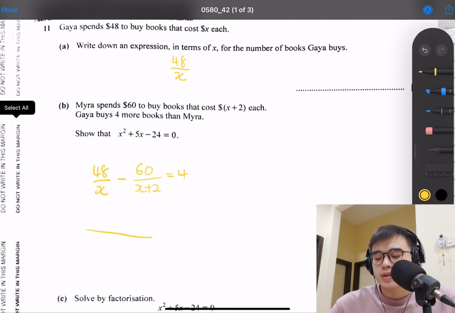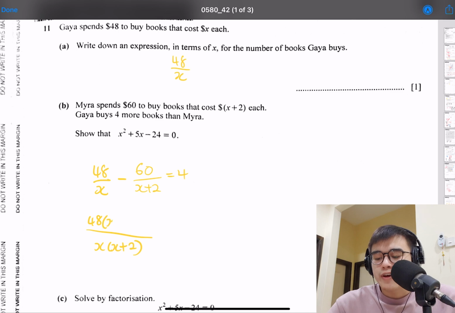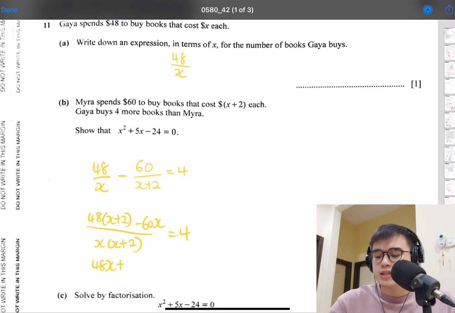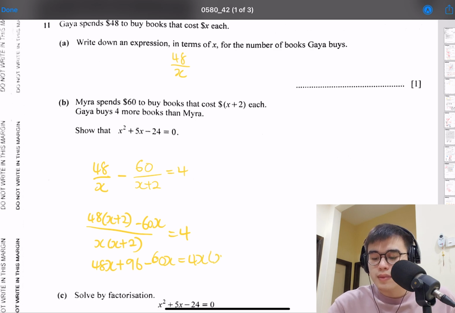So for this, the easiest way is to make their denominators the same. So your 48 at the front will be multiplied with x plus 2, while your 60 at the back will be multiplied with x. So with this, you will get 48x plus 48 times 2, somewhere around 96, minus 60x equals 4x, x plus 2.